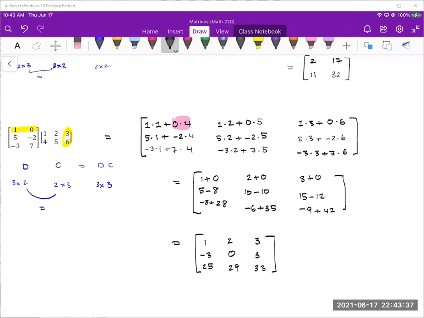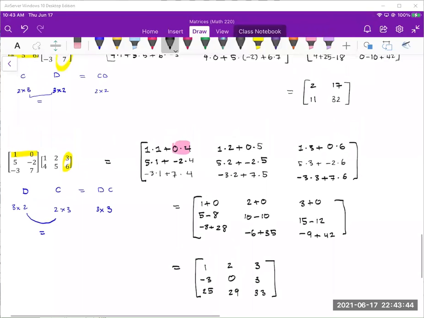Notice that changing the order of this matrix product produces a completely different matrix, even if these matrices are the same size. So if we have square matrices where the dimensions are equal, in general, with matrix multiplication, AB is not going to be equal to BA. Good job.